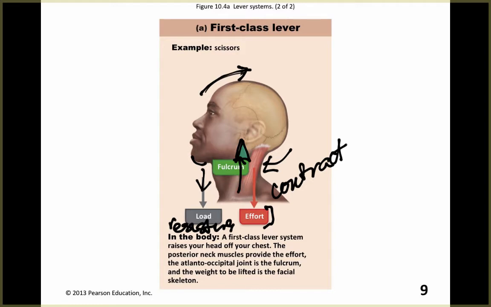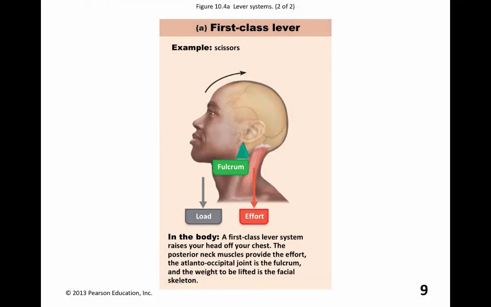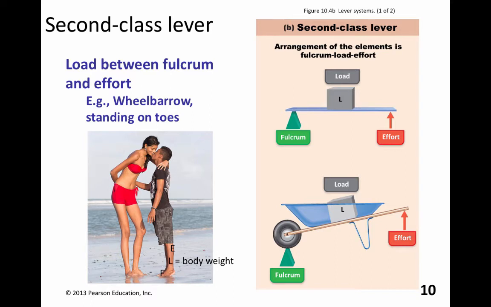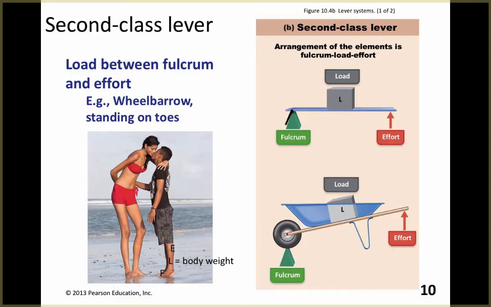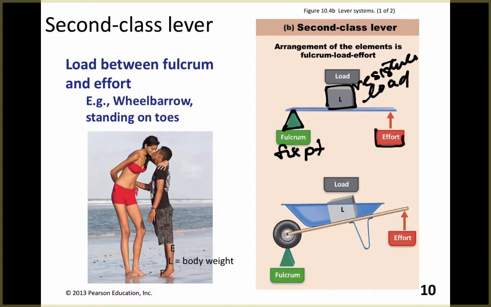And so this gives you a couple examples of first class lever systems. Second class lever system. You can see the fulcrum, right, or the fixed point is on one side of the lever. The resistance or load is in the middle, and the contraction or the force, right, and effort that you put in is on the other side.